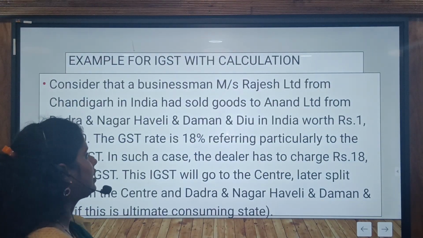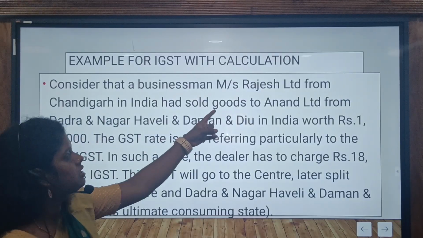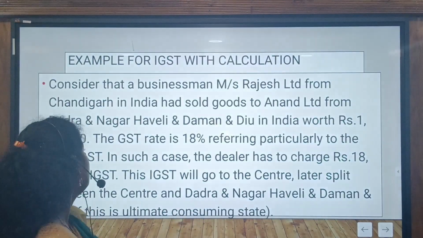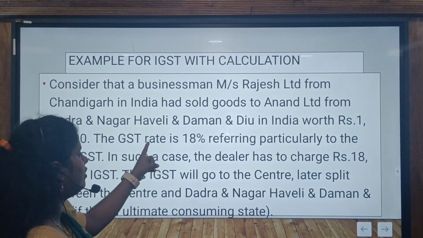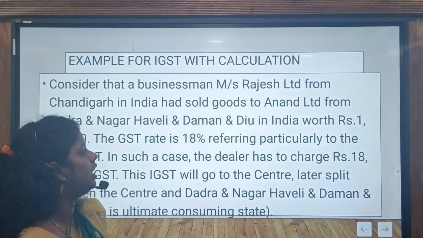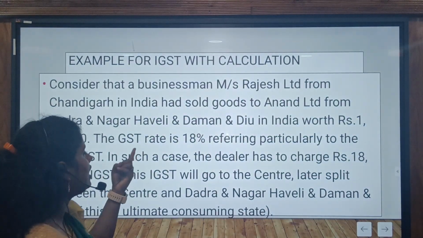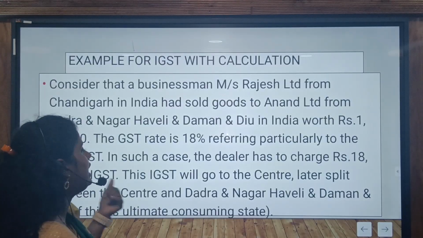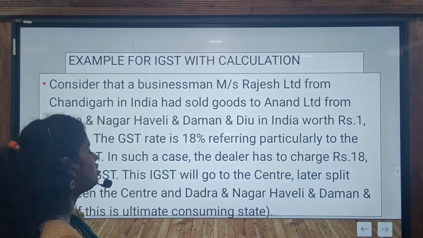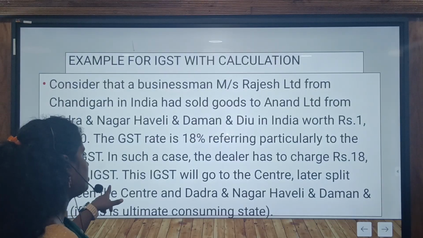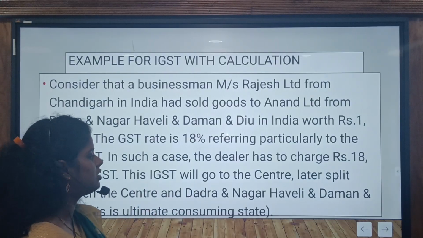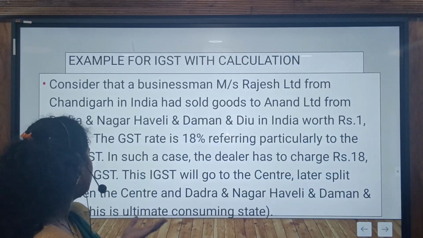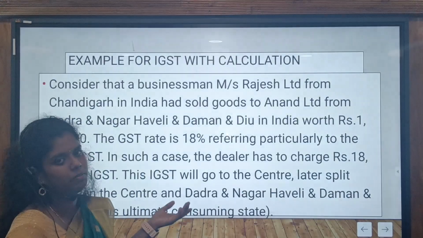Example for IGST with calculation: consider that a businessman, Rajesh Limited from Chhattisgarh in India, sold goods to Anand Limited from Dadra and Nagar Haveli and Daman and Diu in India, worth rupees 1 lakh. The GST rate is 18%, referring particularly to that 18% IGST. In such a case, the dealer has to charge rupees 18,000 as IGST. This IGST will go to the center, later split between the center and Dadra and Nagar Haveli and Daman and Diu, if this is the ultimate consuming state.